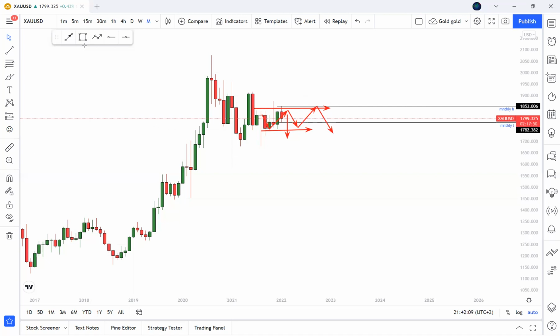One thing you should remember is that this range has been happening for a very long time. That means the breakout is going to be very strong, right? The longer the range, the stronger the breakout. So just be prepared for that.